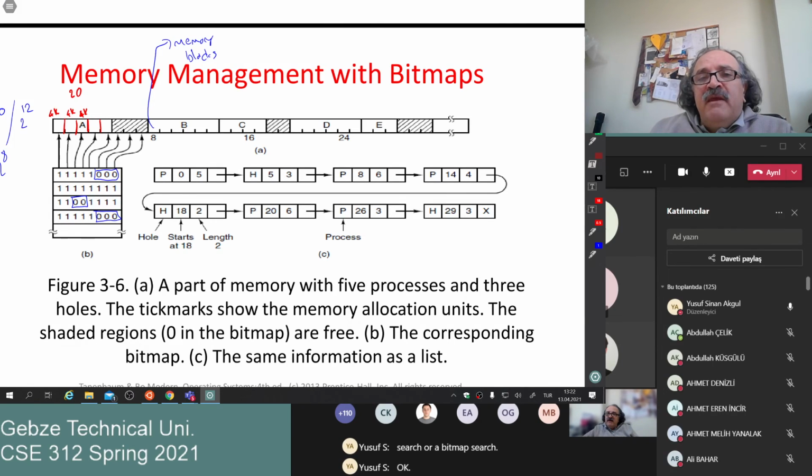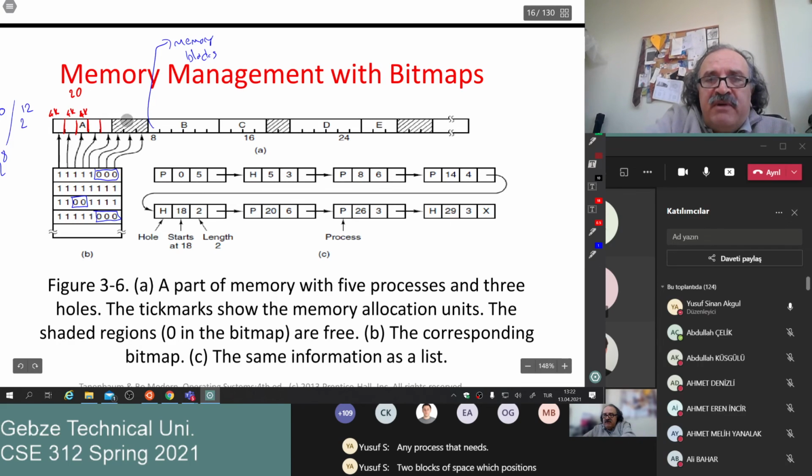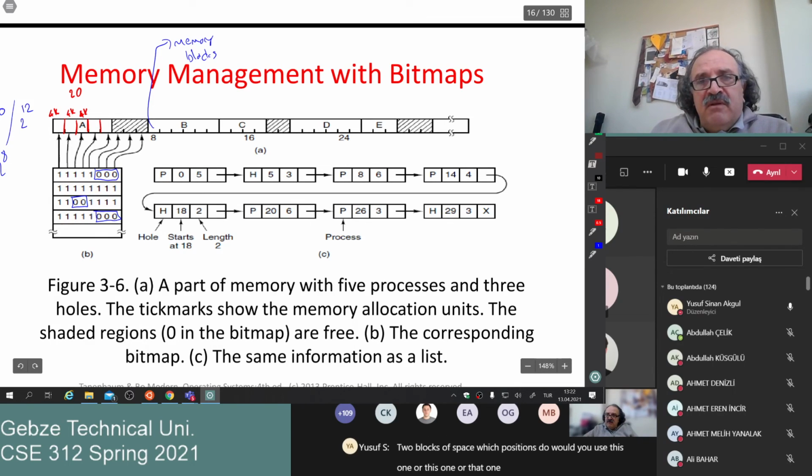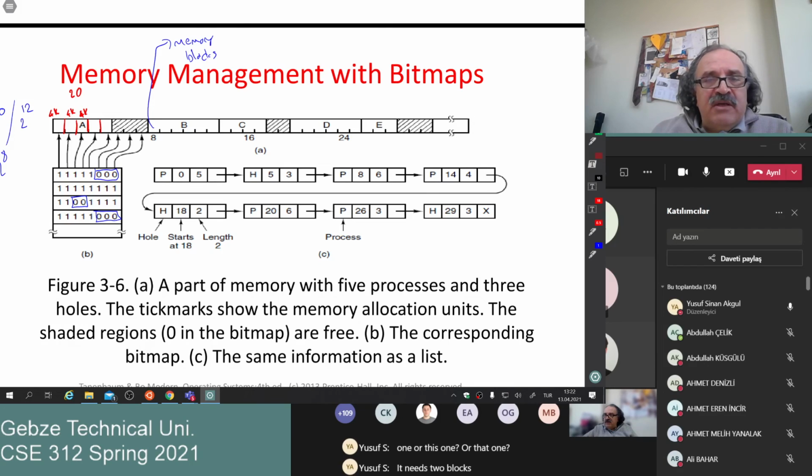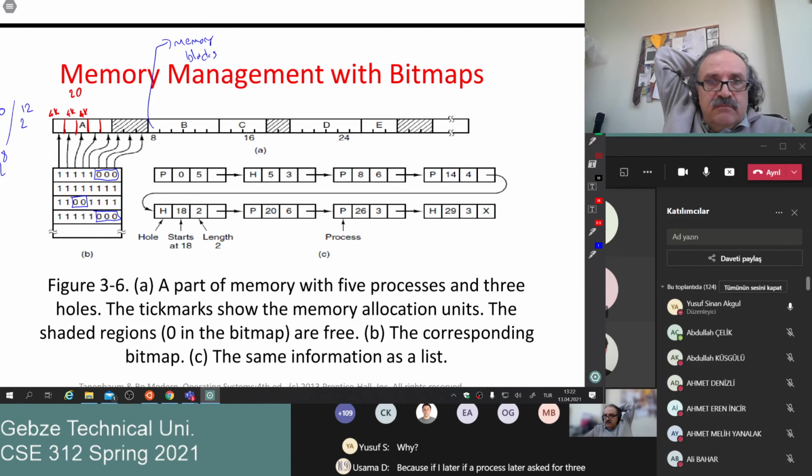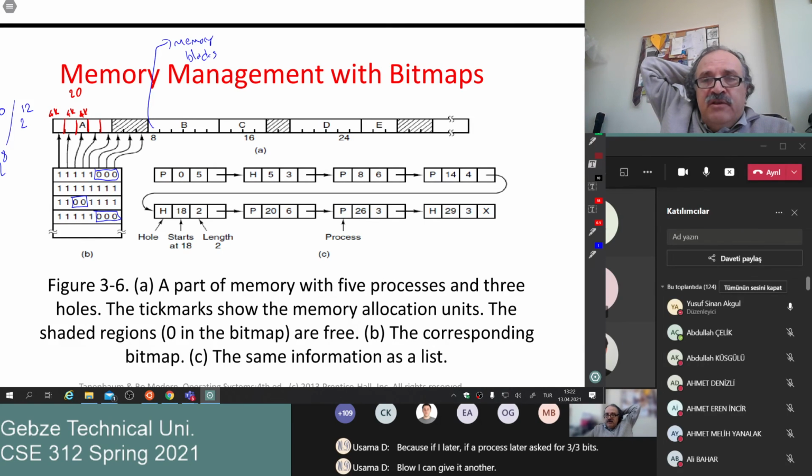Question for you. If I have a new process that needs 2 blocks of space, which positions would you use? This one or this one or that one? It needs 2 blocks, just 2 blocks. The one in the middle. Why? Because if a process later asks for 3 blocks, I can give it another. So you are thinking about the future.